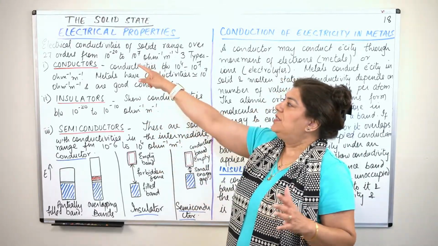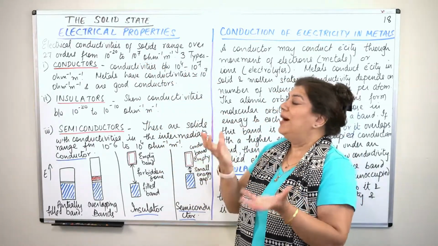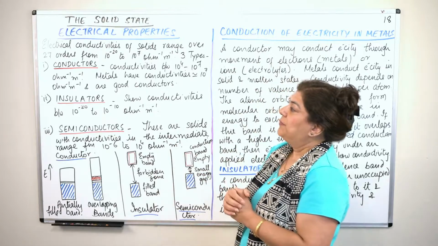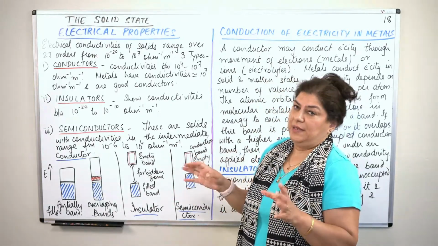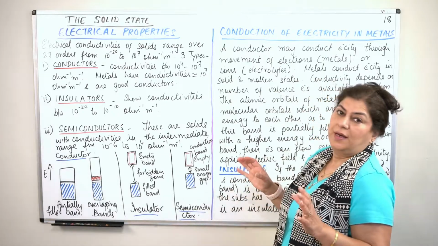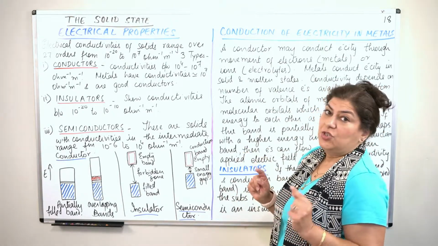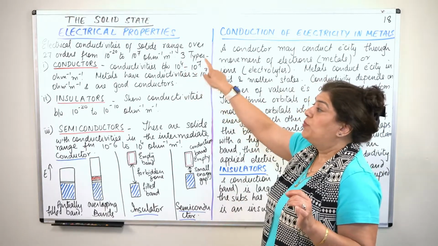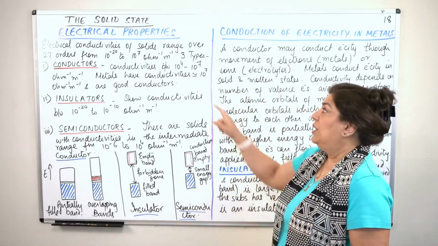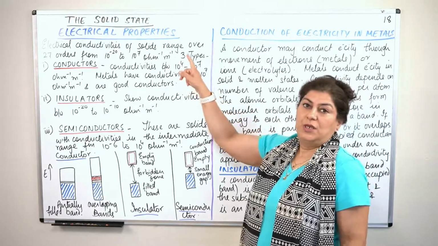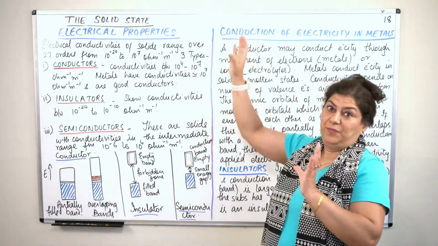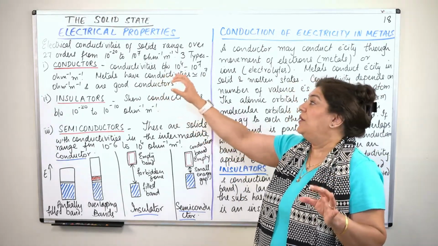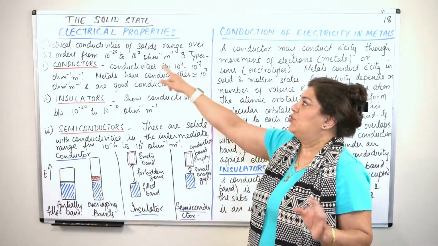So let us understand, in terms of these 27 orders, how we divide these solids into different categories. Conductors are usually metals. There may be other conductors also, but the best are metals. The conductivities of conductors range from 10 to the power 4 per ohm per meter to 10 to the power 7 per ohm per meter, which are both positive values, 10,000 and then 10 to the power 7. These are really huge values. So the conductivities of conductors range between 10 to the power 4 to 10 to the power 7.